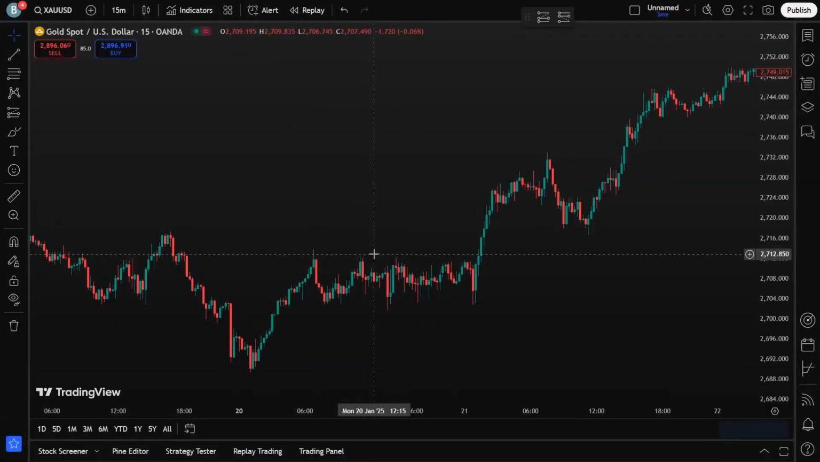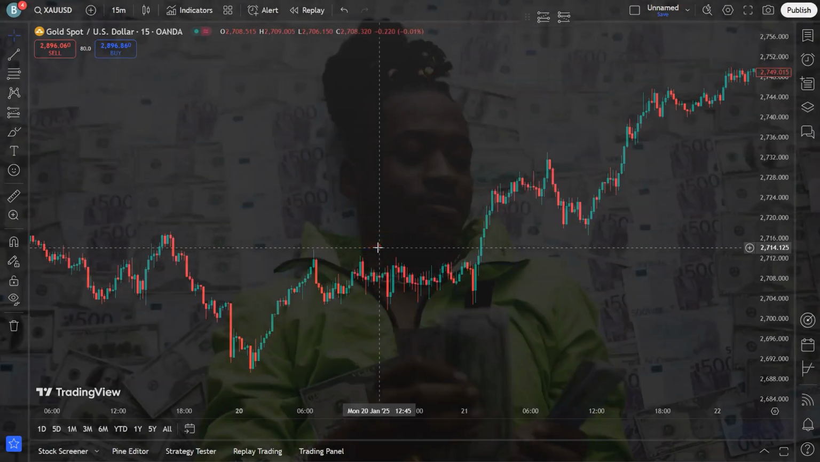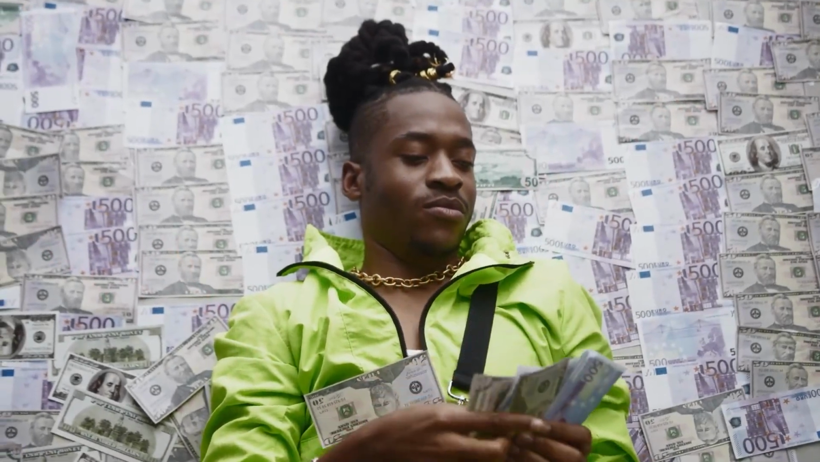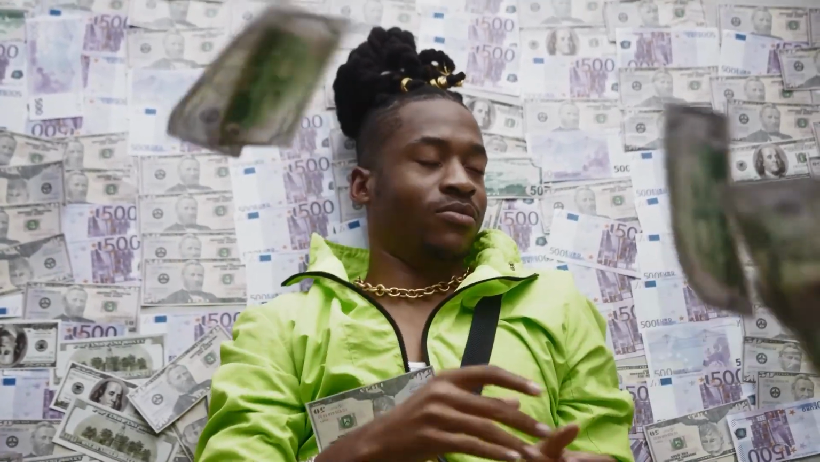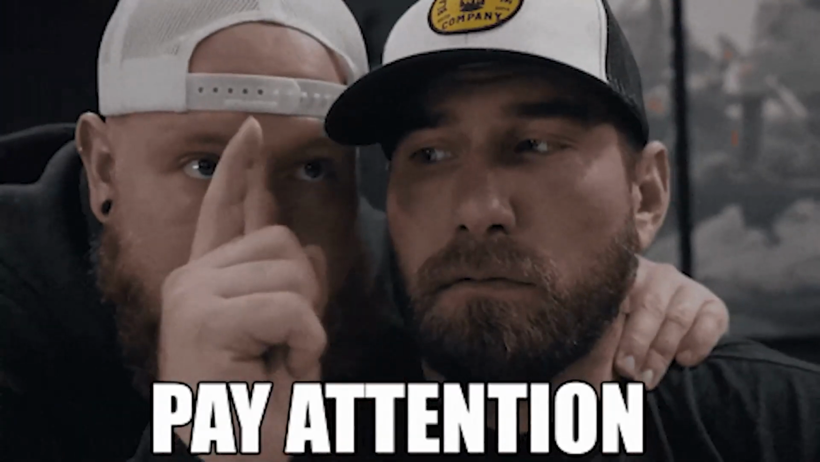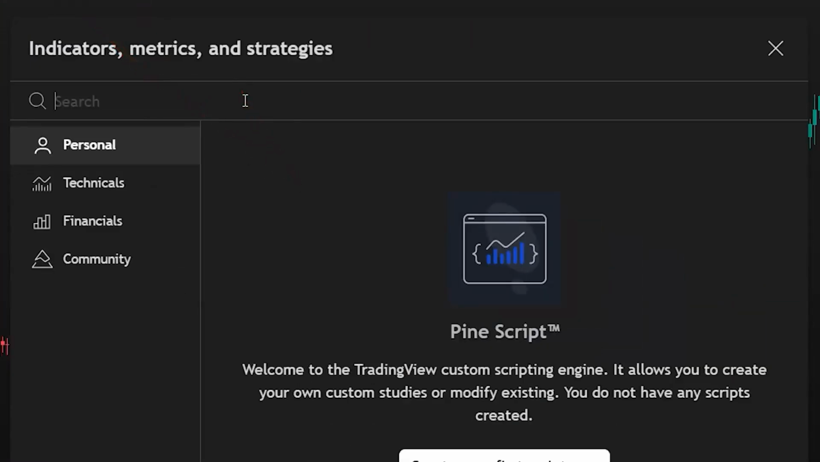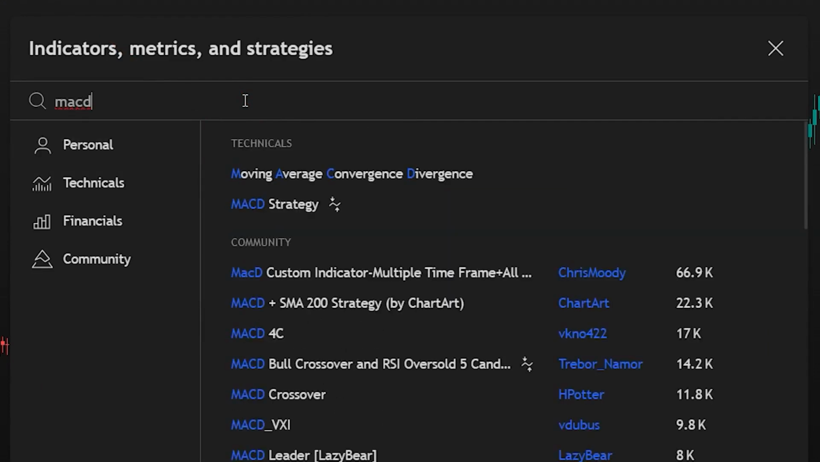Well, we have finally reached the last strategy of this video. This strategy can give you a very good profit, but it requires very high accuracy because a small mistake in its settings can move your entry point a lot and prevent you from reaching your desired results. So pay close attention. To start, go to the indicators section and add 2 specific indicators for this strategy to your chart. First type MACD. Select it and add it to your chart.